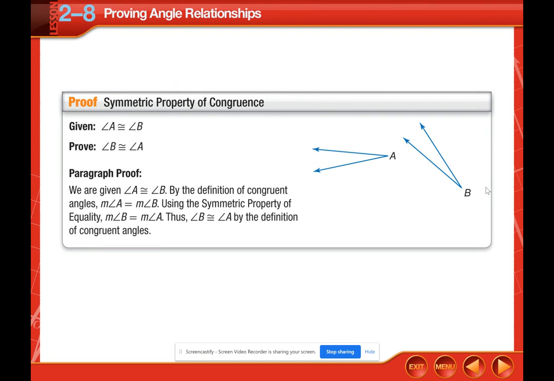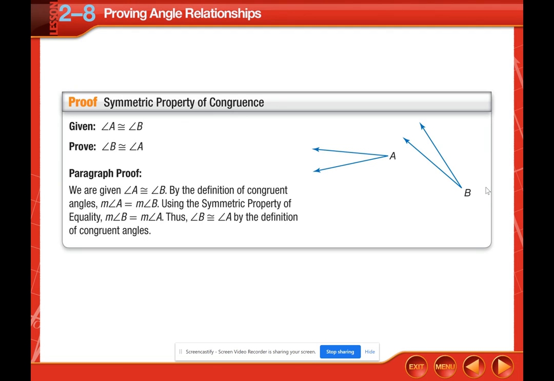There's also this proof about the symmetric property of congruence. We're given that angle A is congruent to angle B, and we need to prove that angle B is congruent to angle A. So they provide a paragraph proof rather than the two-column proof that we've been doing recently. We have to be a little patient to make sure that we read through this.